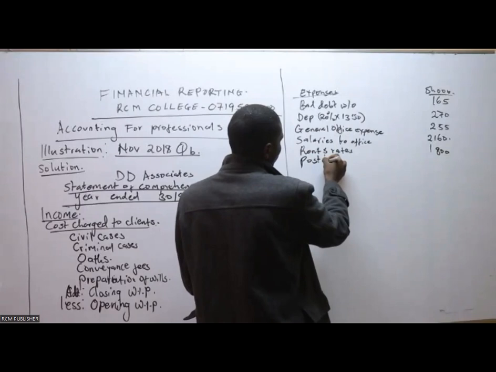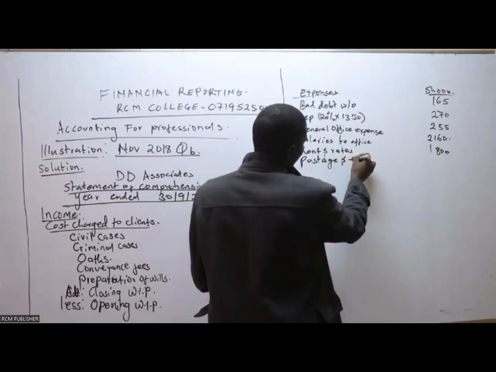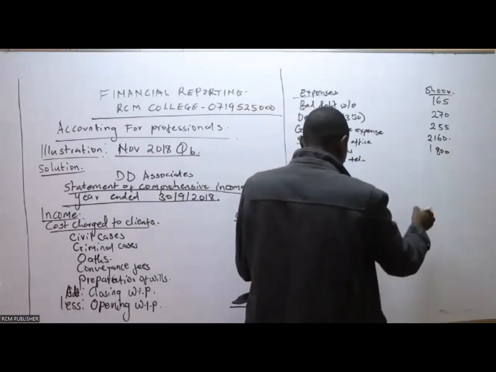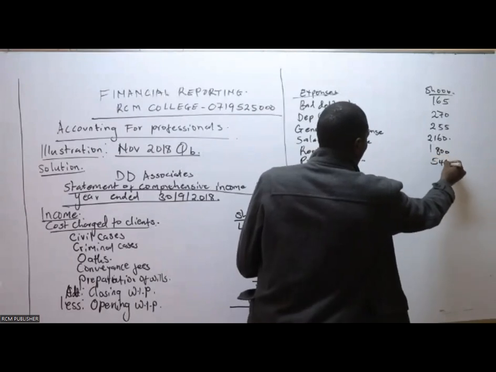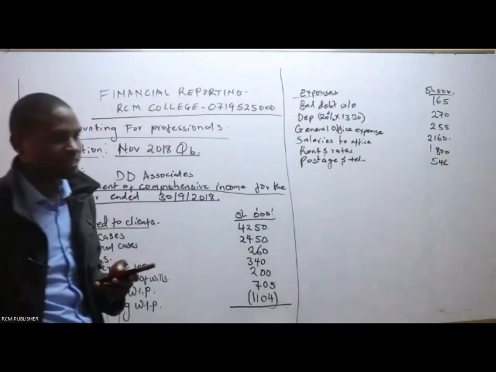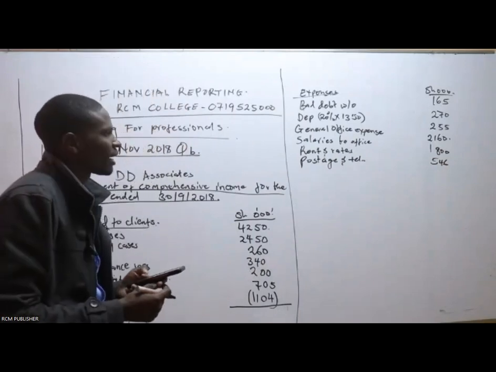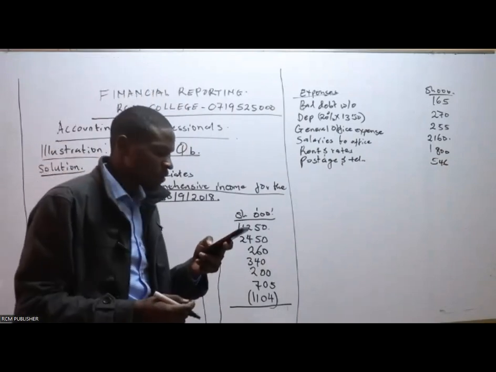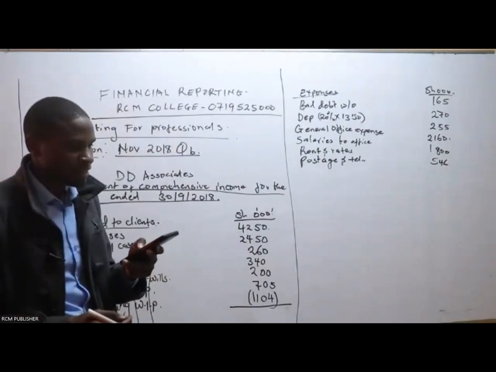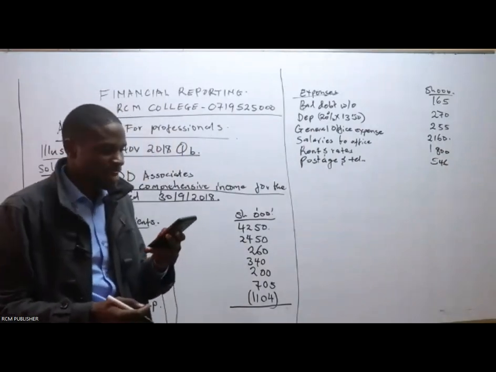Postage and telephone of 546. Hi, who can give me the last? Let's see whether Eliza has the question now. Eliza, the last item of our expense.